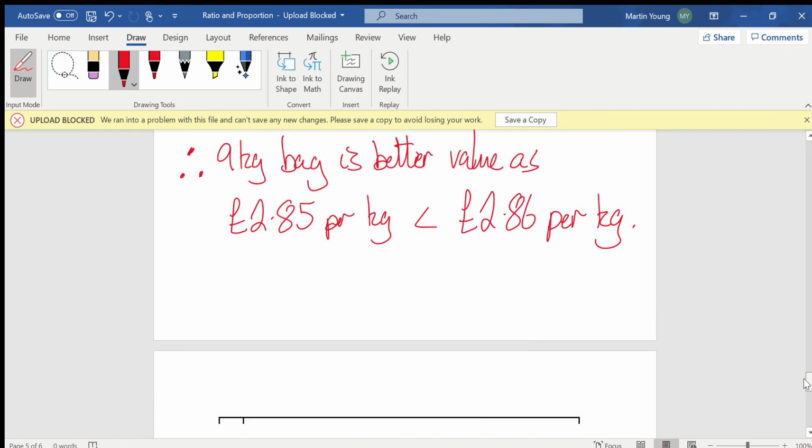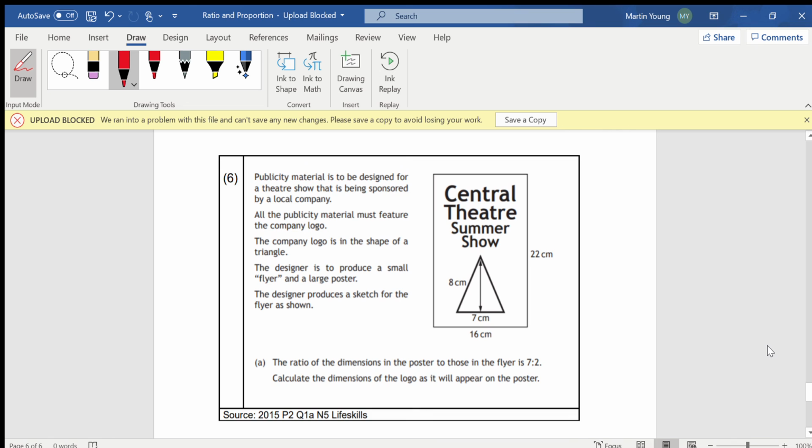Okay, very last question in this worksheet, I believe, is number 6. Bit of a wordy question, this one. Publicity material is to be designed for a theatre company to show that it has been sponsored by a local company. All the publicity material must feature the company logo. The company logo is in the shape of a triangle. The designer is to produce a small flyer and a large poster, and the designer has produced a sketch for the flyer as shown. So what we're showing here is the flyer.